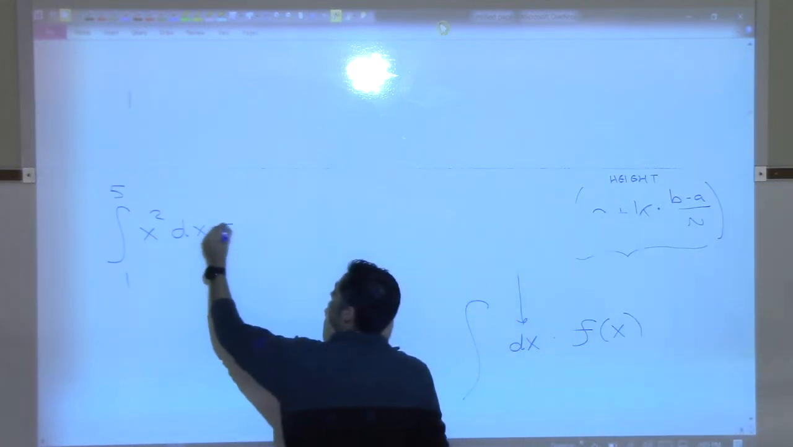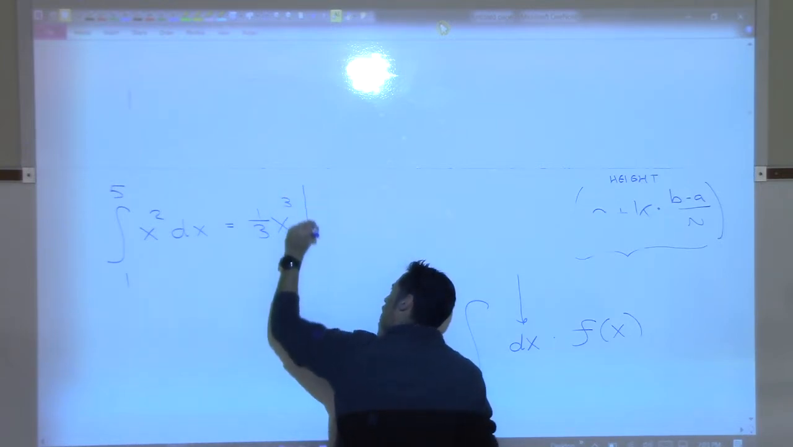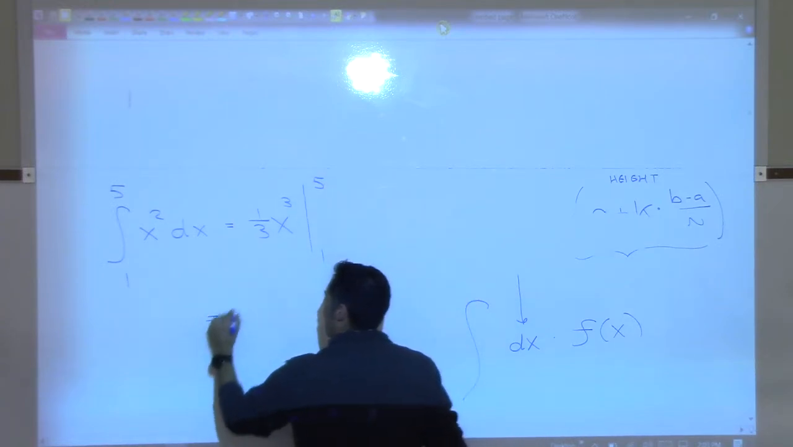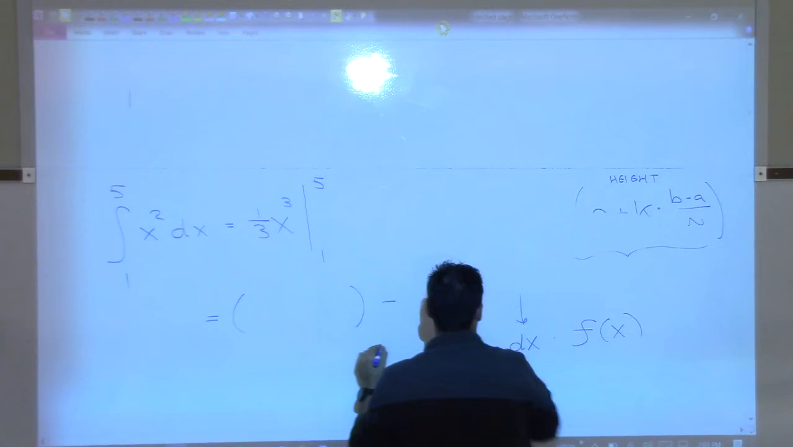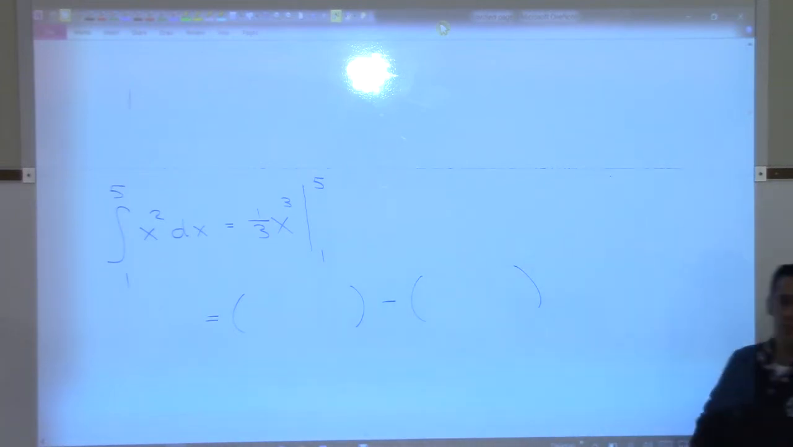Antiderivative of x squared is 1/3 x cubed. And then we had this thing called the evaluation bar. We put the 1 here and the 5 here. And then this is last class again. I drew the two parentheses, which allows me to plug in the two endpoints into the antiderivative.